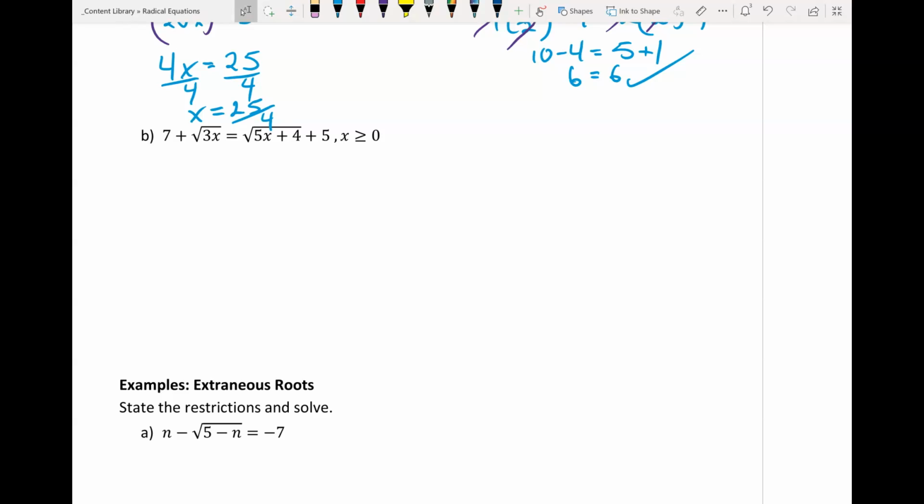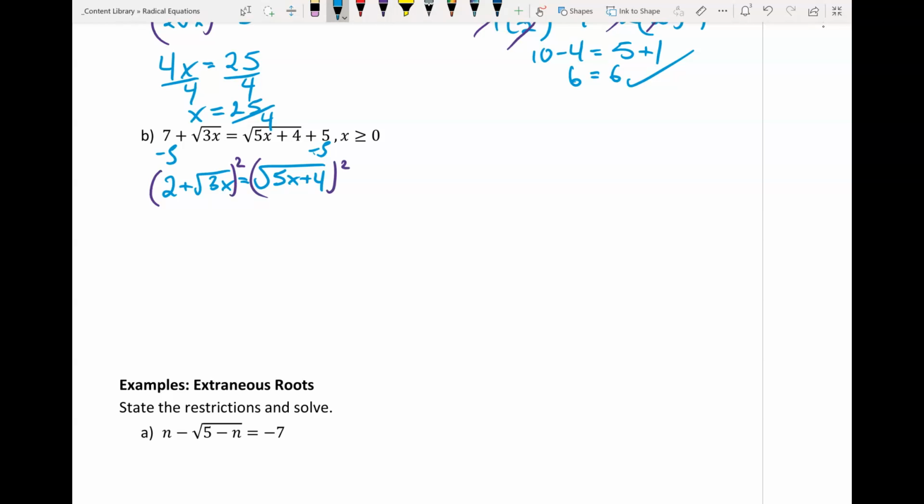Moving on to B, this looks like a complex mess. It does right now, but what we can do again is to move things around a little bit. So what I'm going to do here is I'm going to try to at least get these on one side. So I'm going to subtract both sides by 5 then. Now we're going to have 2 plus the root of 3x is equal to the root of 5x plus 4. And that's the best we can do right now. So this is at the point where I'm going to square both sides.